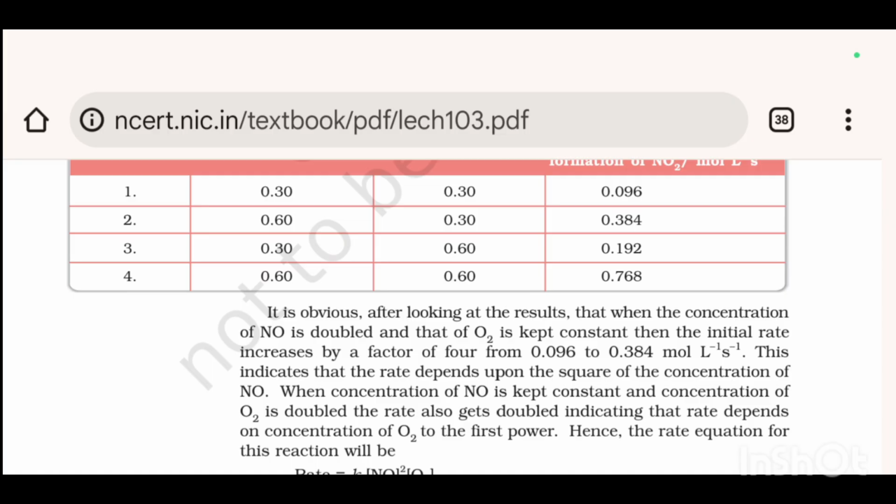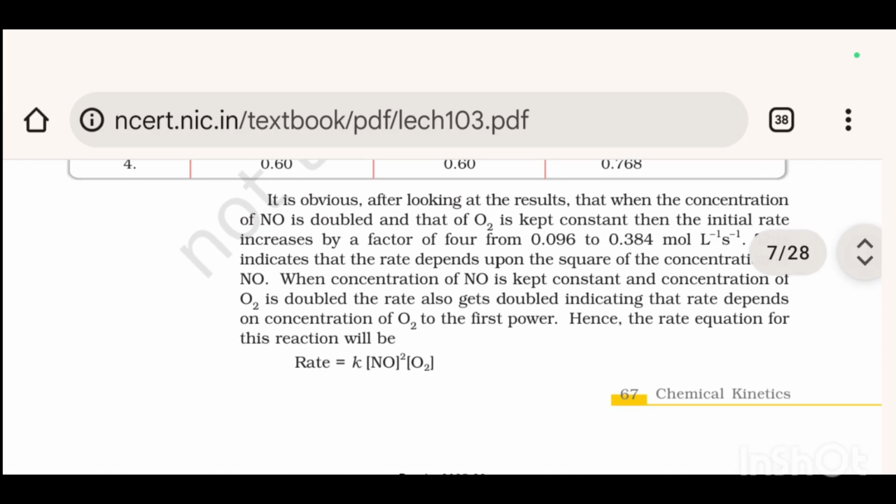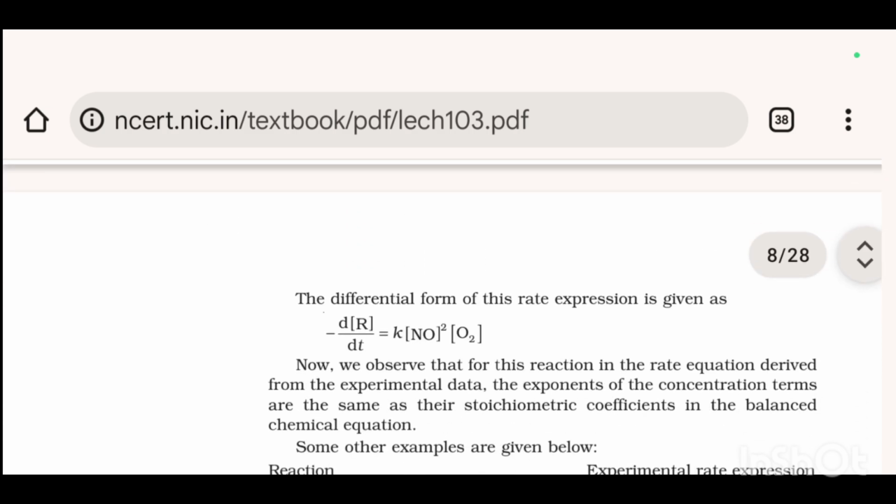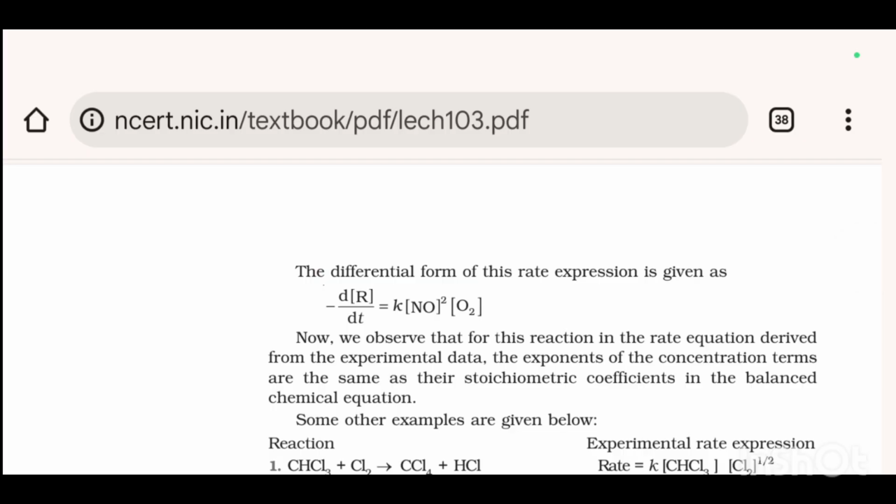Hence the rate equation for the reaction will be rate equals k [NO] raised to the power 2 [O2] raised to the power 1. The differential form of this rate expression is given as minus dR upon dt equals k [NO] raised to the power 2 [O2] raised to the power 1. Now we observe that for this reaction, in the rate equation derived from the experimental data, the exponents of the concentration terms are the same as the stoichiometric coefficients in the balanced chemical equation.